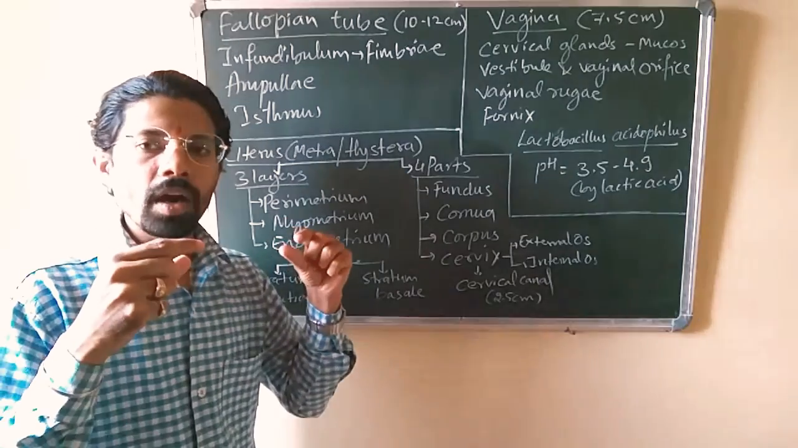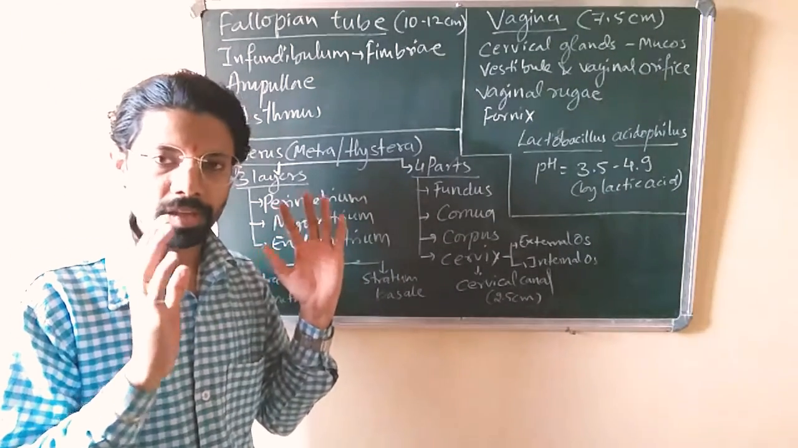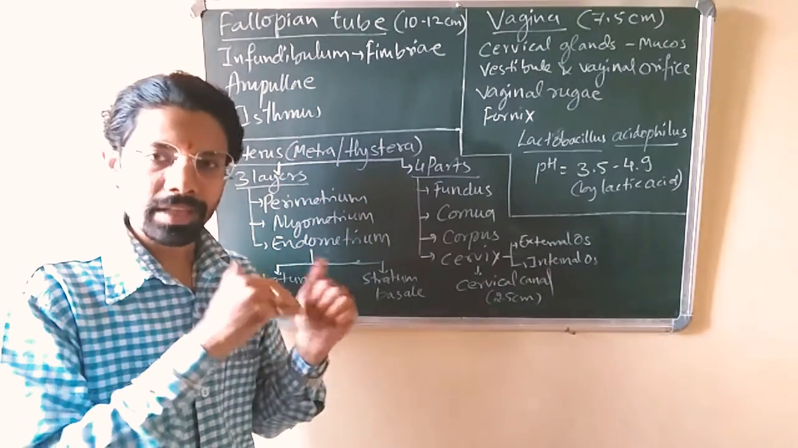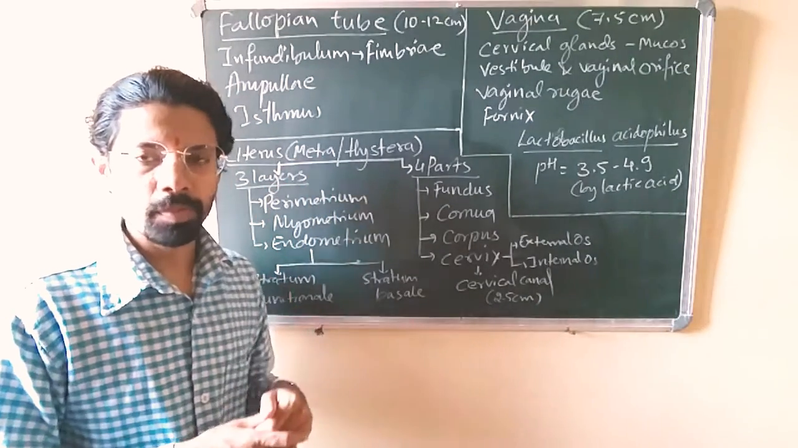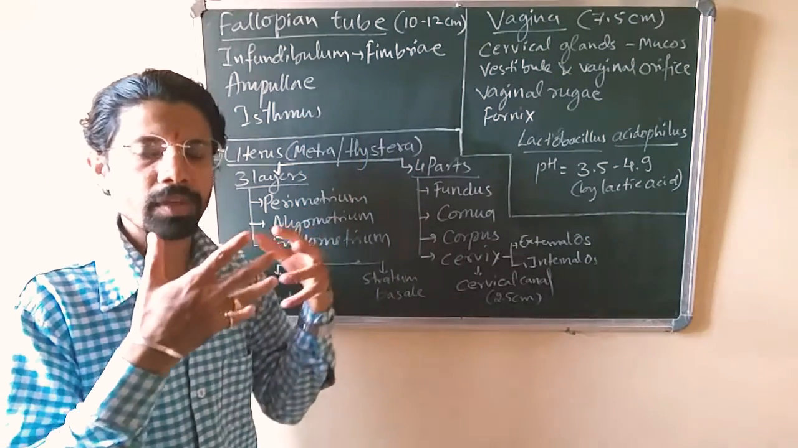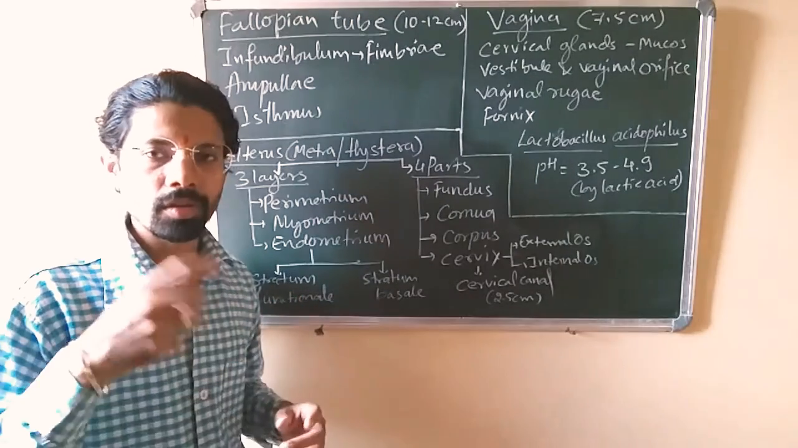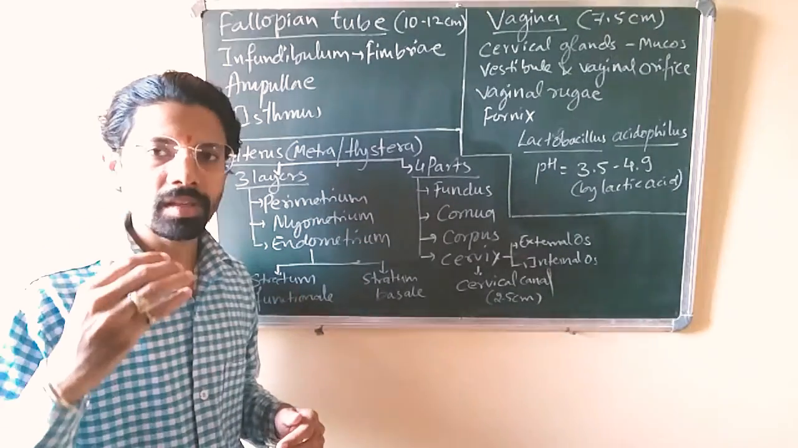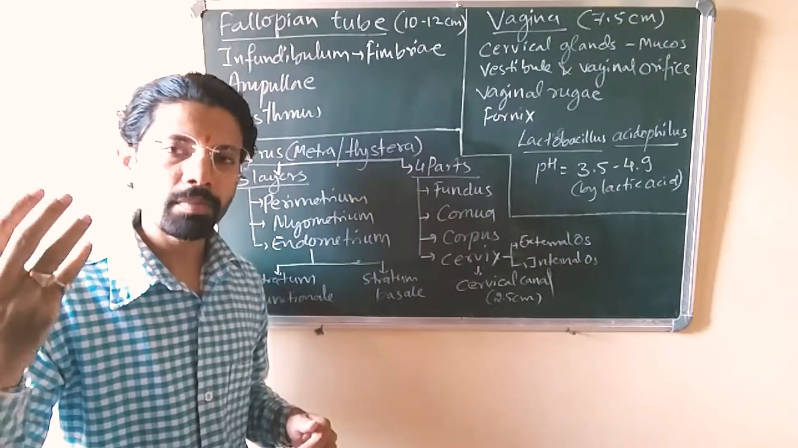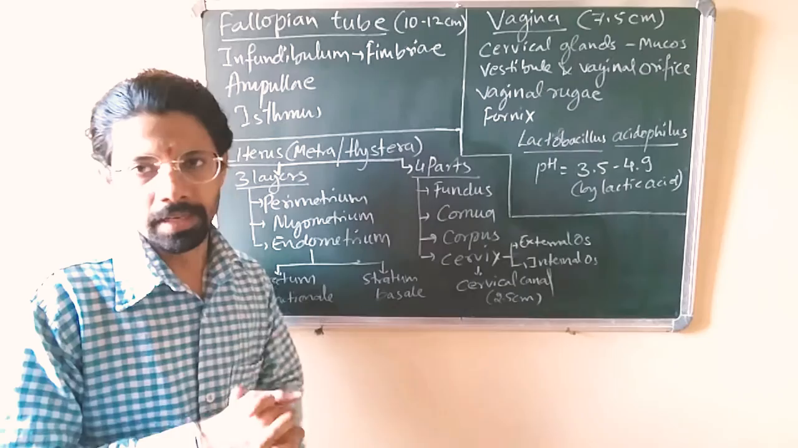So the uterine part of the fallopian tube connects the fallopian tube to the uterus. Okay, so the uterine part I have not written. The remaining 3 parts of the fallopian tube I have written here. The first part is the infundibulum, which has finger-like projections called fimbriae. The second part is called the ampulla, and the third part is called the isthmus. The isthmus is joined to the uterine part of the fallopian tube, which connects it to the uterus directly.